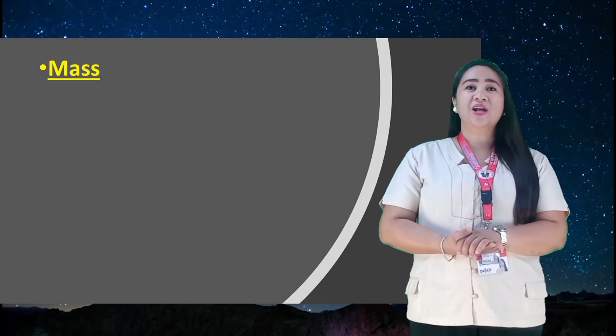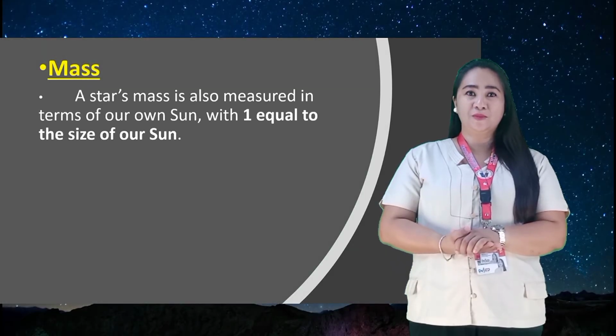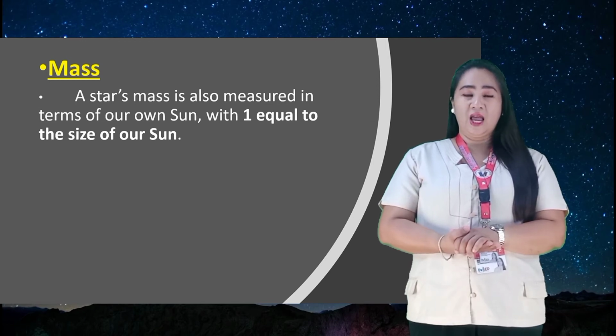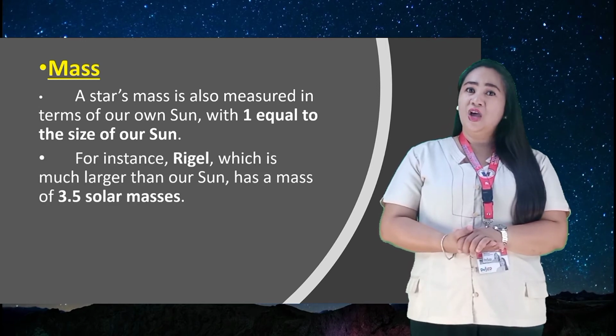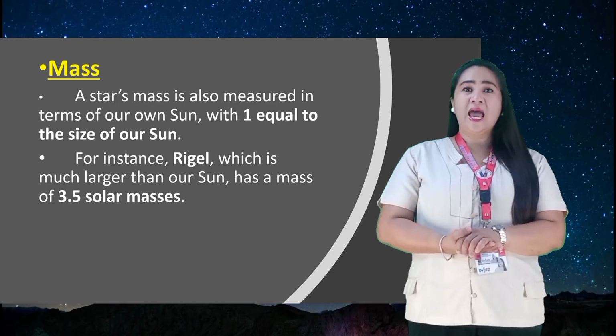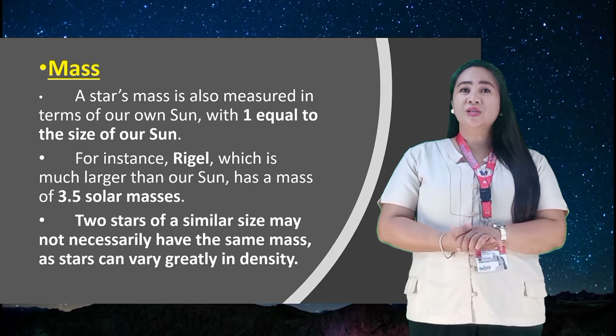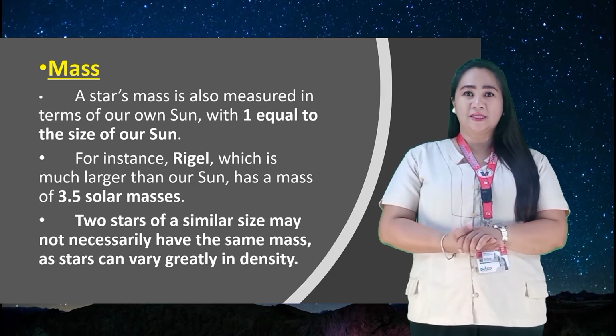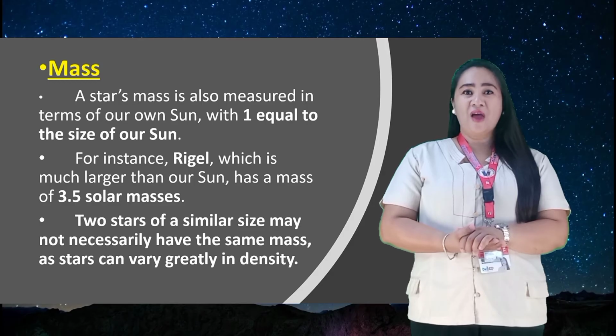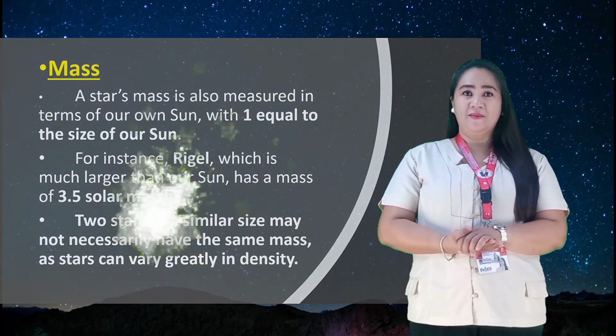Mass. A star's mass is also measured in terms of our sun, with one equal to the mass of our sun. For instance, Rigel, which is much larger than our sun, has a mass of 3.5 solar masses. Two stars of a similar size may not necessarily have the same mass, as stars can vary greatly in density.